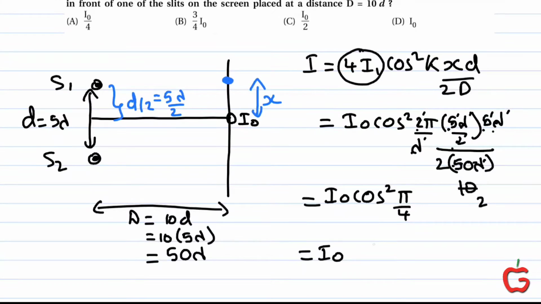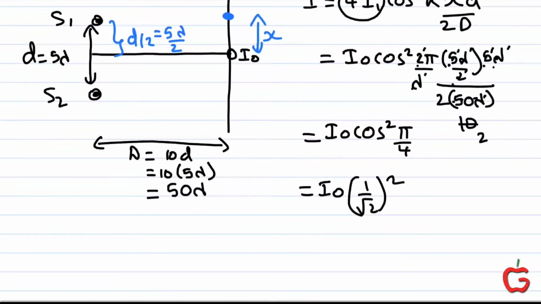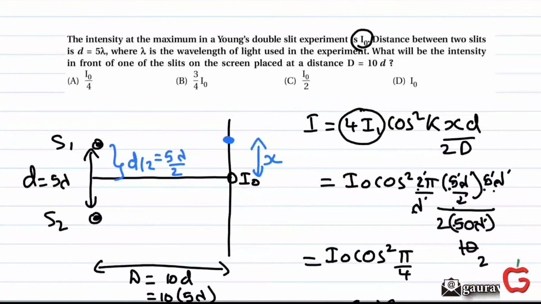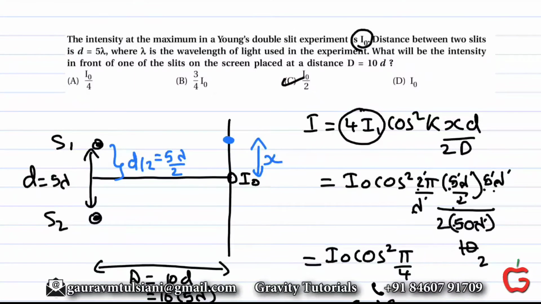Now cos pi by 4 is 1 by root 2. The square of it is 1 by 2, so the intensity is I0 by 2. So the intensity at this very point is half of the maximum intensity. Okay. So this is the correct option. Option C is the correct option.